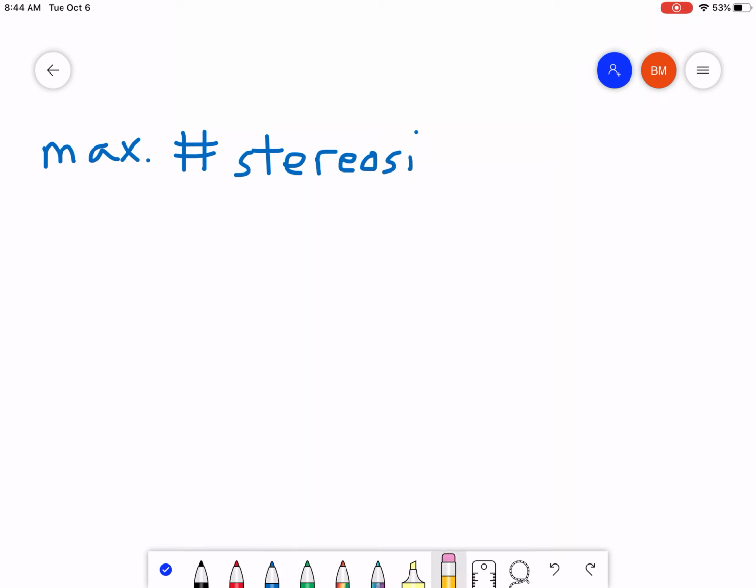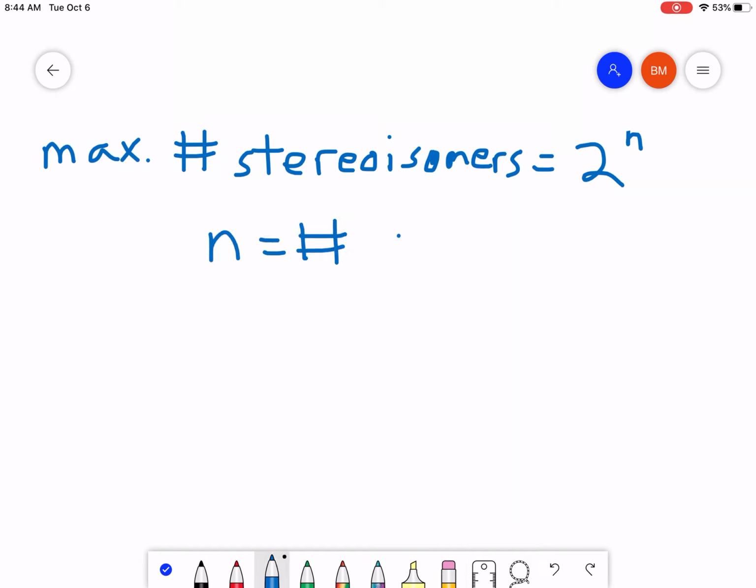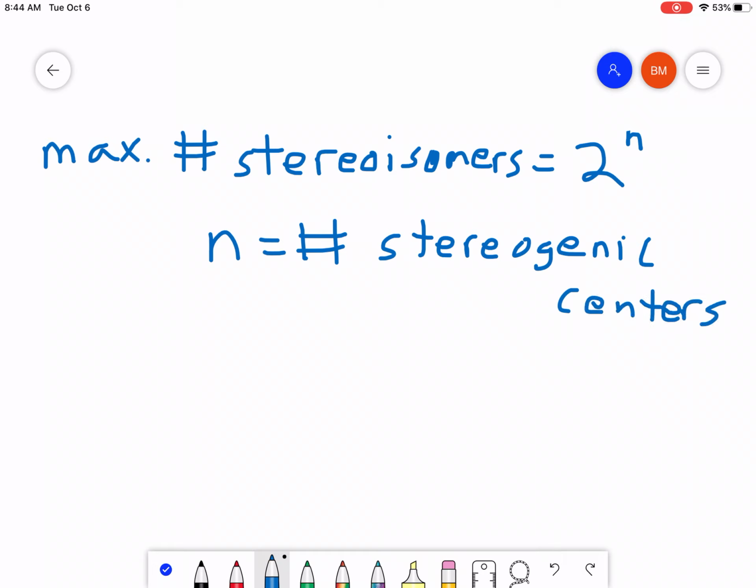Whoa. Don't know how to spell isomers. Okay, so the maximum number of possible stereoisomers that you can get is equivalent to 2 raised to the nth power. Okay? And n refers to the number of stereogenic centers in your structure. So, very, very simple. Okay?